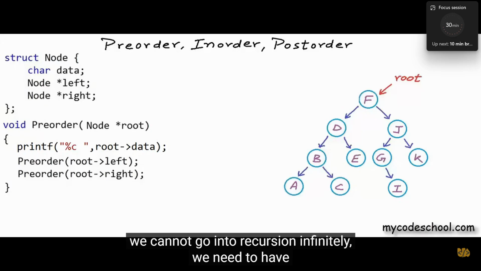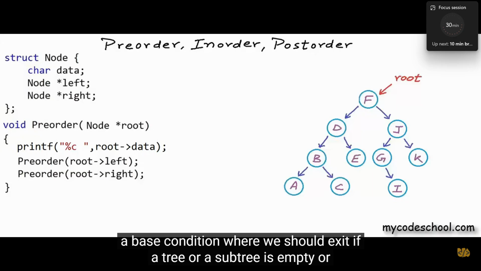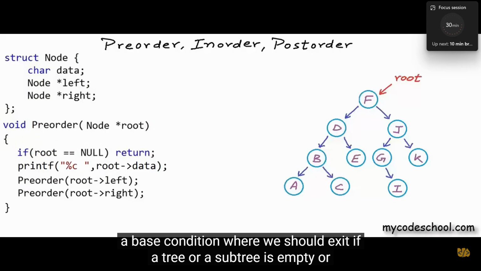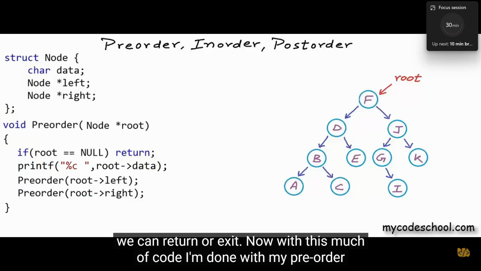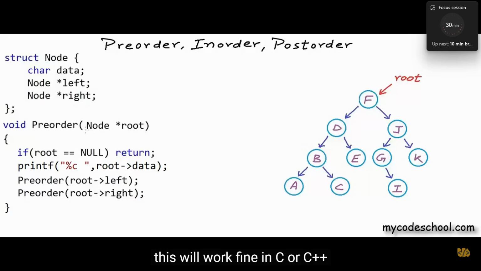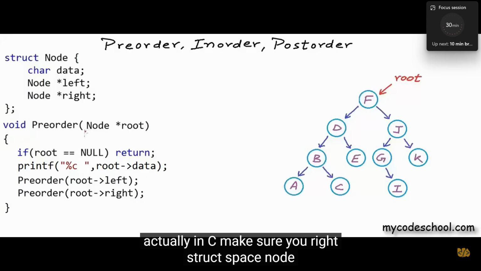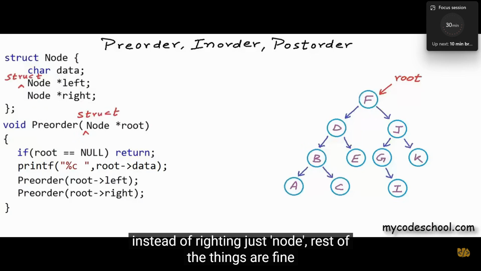There is one more thing that we need to add in this function and we will be done. We cannot go into recursion infinitely. We need to have a base condition where we should exit. If a tree or subtree is empty, or in other words, for any call if root is null, we can return or exit. Now with this much of code, I'm done with my pre-order function. This will work fine in C or C++. Actually, in C, make sure you write struct space node instead of writing just node. The rest of the things are fine.